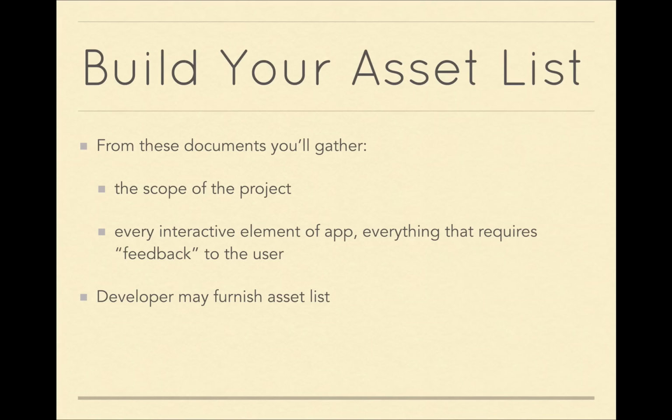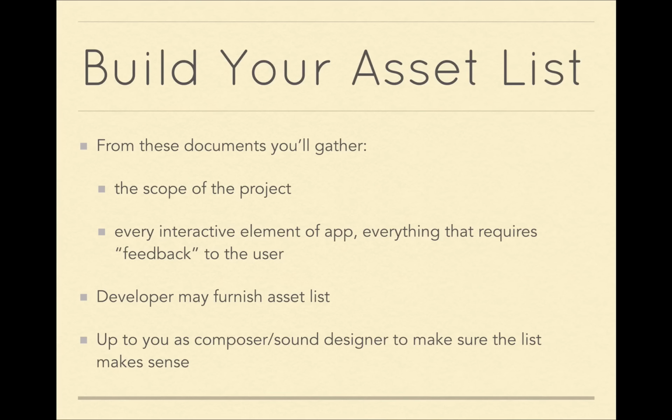Now, a developer that's ahead of the curve might furnish an asset list to you, but before you just accept it with blind faith, you'll want to look it over and make sure that the asset list makes sense to you. What you don't want to do is have a really long asset list and create all the audio assets and deliver them, and then have the developer come back and say, you know what, the app ended up being way too big, so we're cutting this list in half and we're only going to use half of your assets. You want to find that stuff out ahead of time. So have an in-depth conversation with the developer at the start before you determine what should and should not be on that asset list.